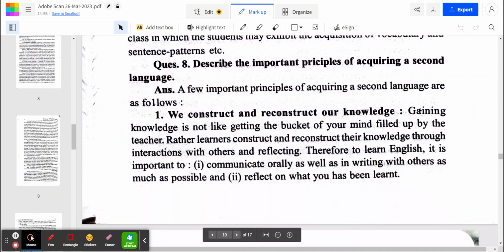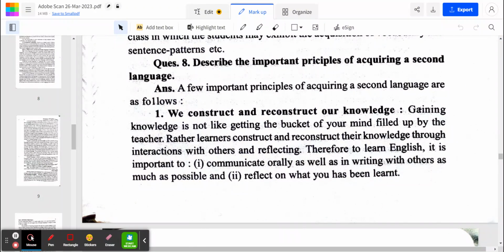And question number 8 is: describe the important principles of acquiring a second language. A few important principles of acquiring a second language are as follows. We construct and reconstruct our knowledge. Gaining knowledge is not like getting the bucket of your mind filled up by the teacher. Rather, learners construct and reconstruct their knowledge through interaction with others and reflection. Therefore, to learn English, it is important to communicate orally as well as in writing with others as much as possible. Reflect on what you have learned.